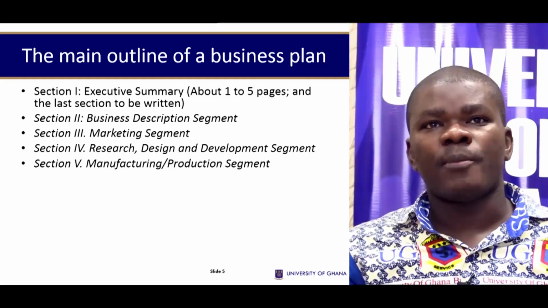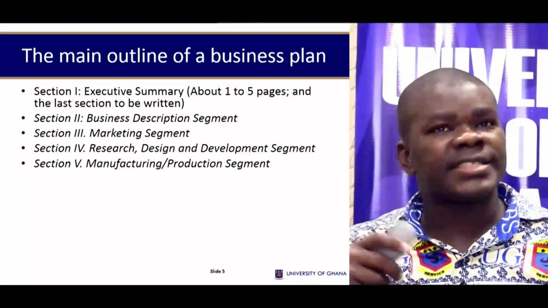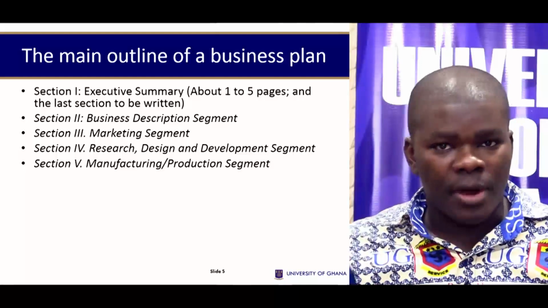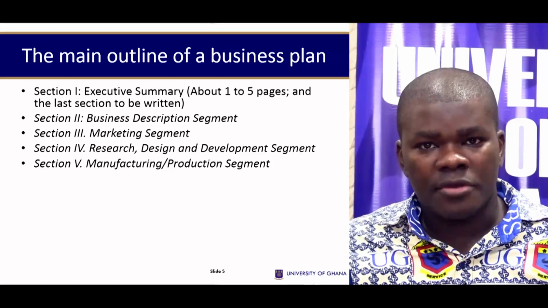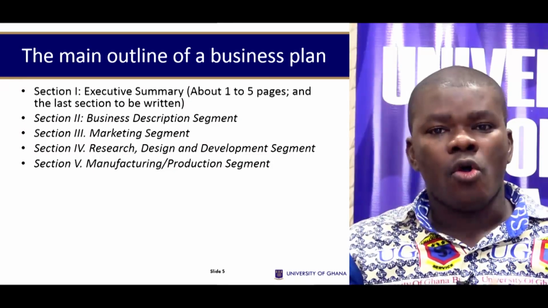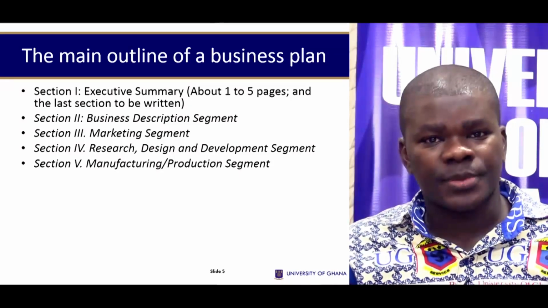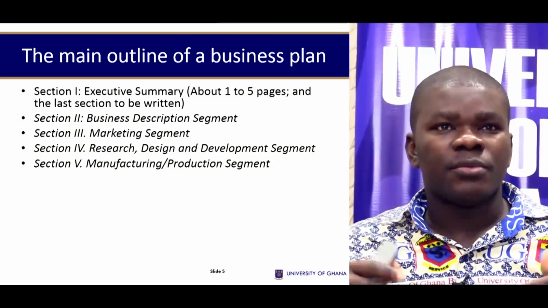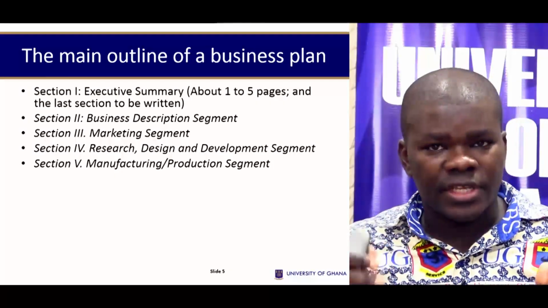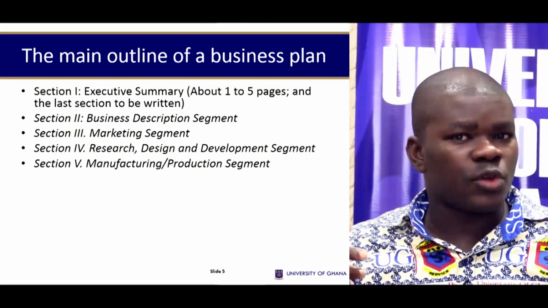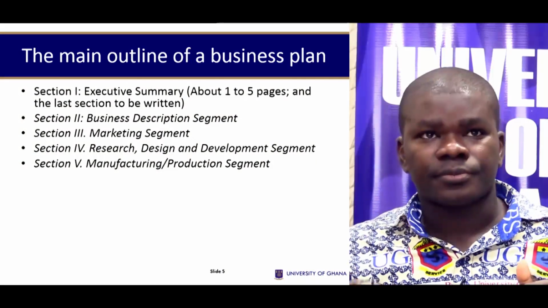The next section is your manufacturing or production segment. Even if it's a product or a service, you need to tell us how you are going to go about it. If it's a product, maybe you are producing yam, or you are farming yam, or you are producing drugs, pharmaceutical drugs that we use in our hospitals, you should be able to tell us what the production process is all about. And if you are offering a service, you should be able to describe how the service is going to be and how customers are going to experience that particular service.